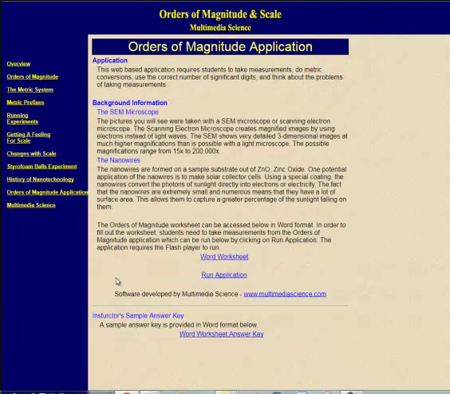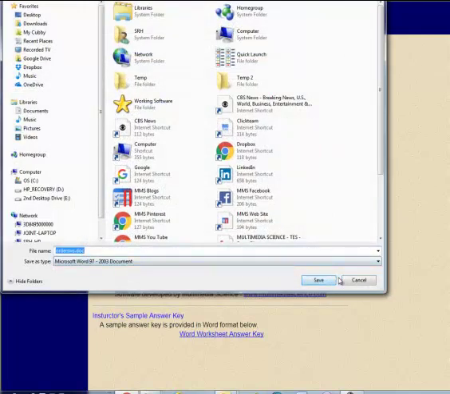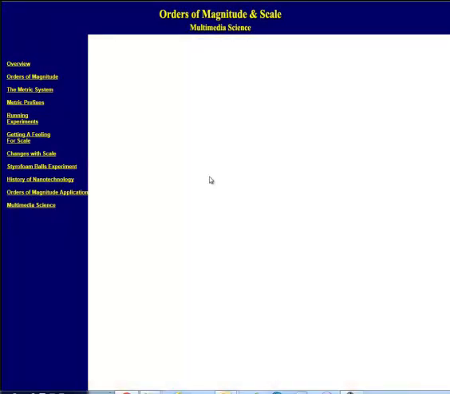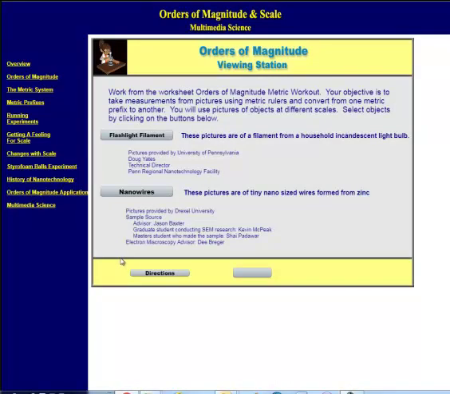And then there's an order of magnitude application. And this has pictures that we took with the SEM microscope from Drexel University. The pictures were made by the scanning electron microscope of zinc oxide, and they're called nanowires that we use to make a solar collector. So there's a lab handout that goes along with that, and then there's the application itself.